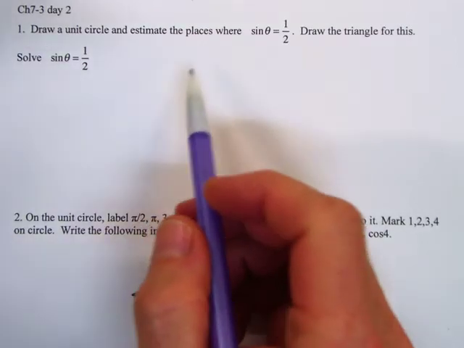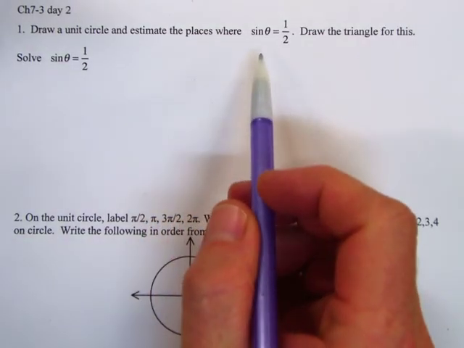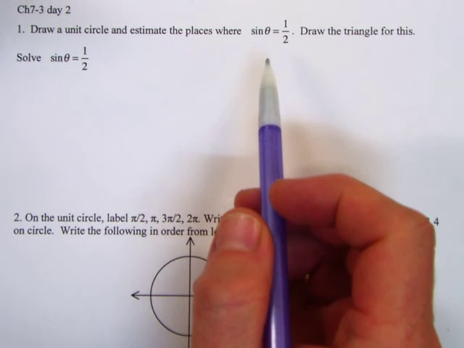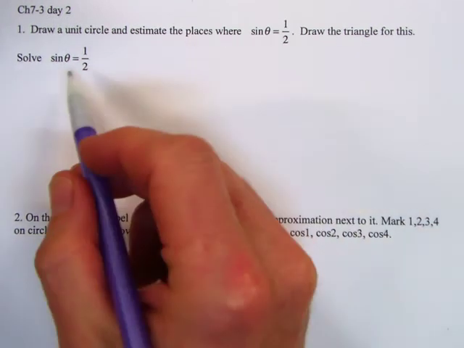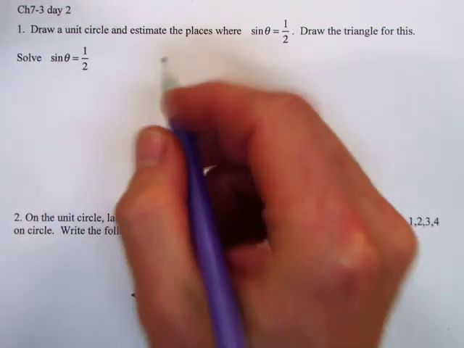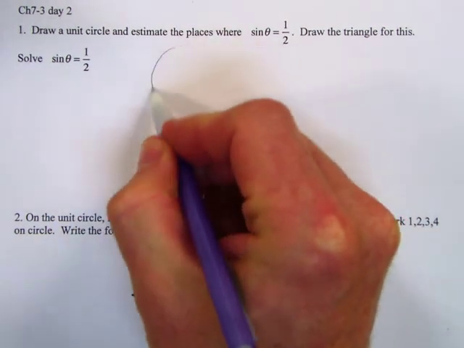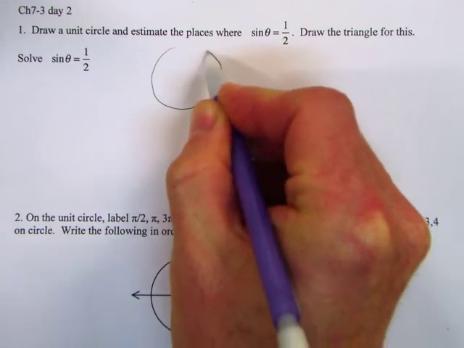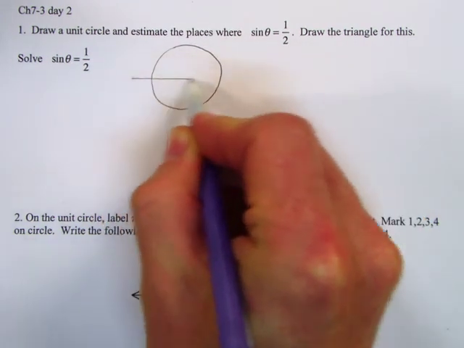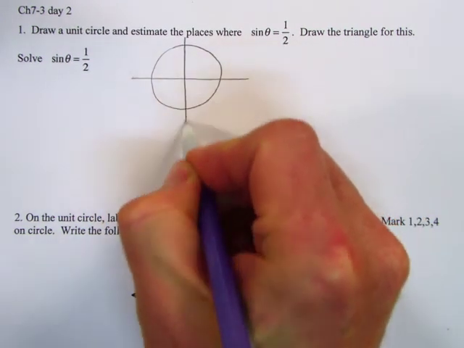Draw a unit circle and estimate the places where sine theta equals 1/2. Draw a triangle for this. And then what we're going to do is use this to solve sine theta equals 1/2. So we'll draw a unit circle. Remember, a unit circle has a radius of 1.